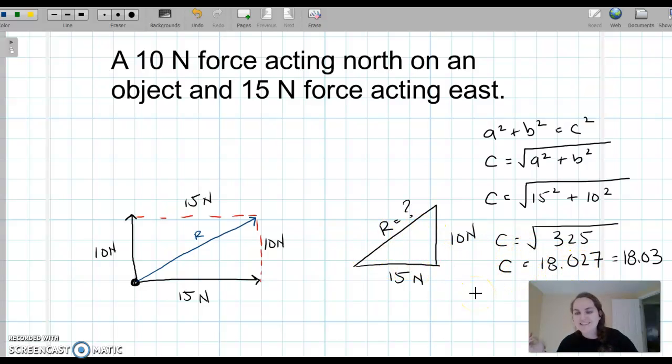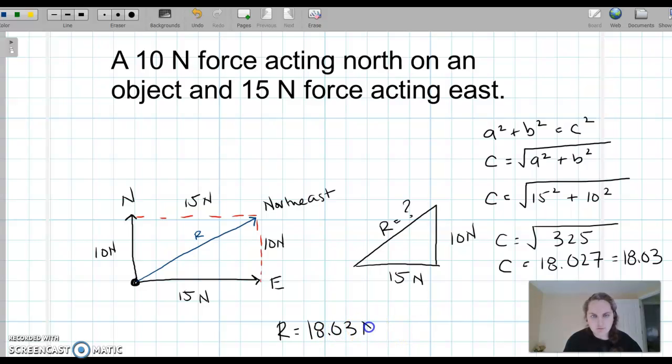But we are not done yet, right? All we did was find the magnitude. Now we have to give it a direction. So we know that this is north and this is east. So our resultant is moving in the northeast direction. So our resultant R is equal to 18.03 newtons in the northeast direction.